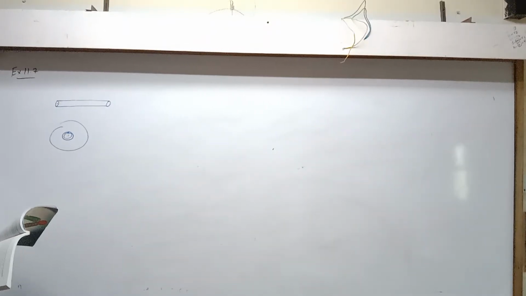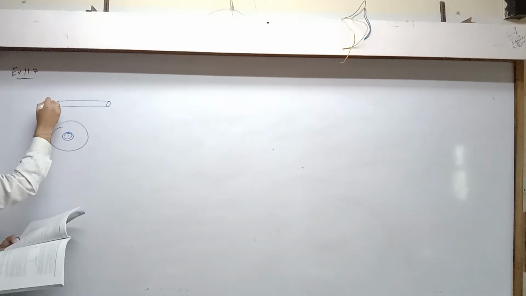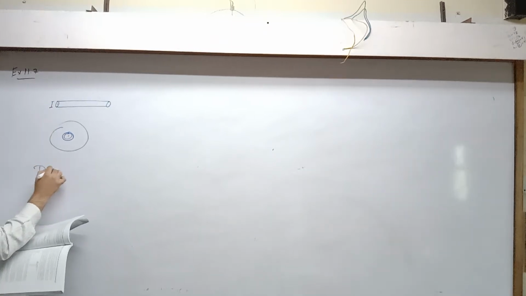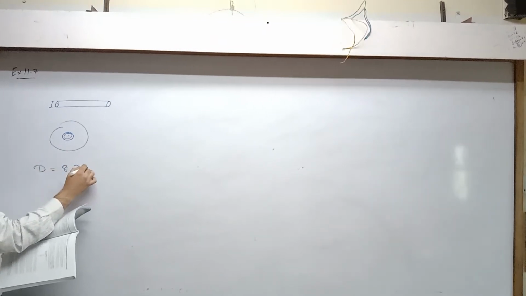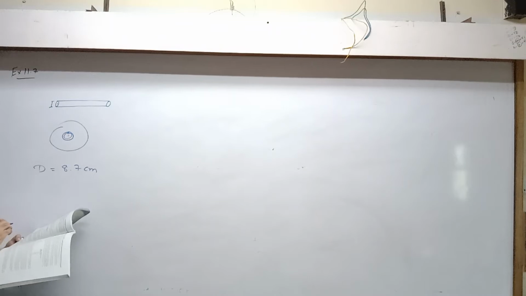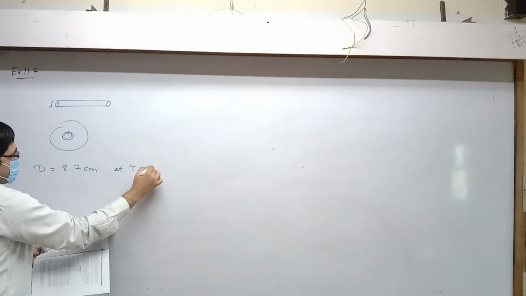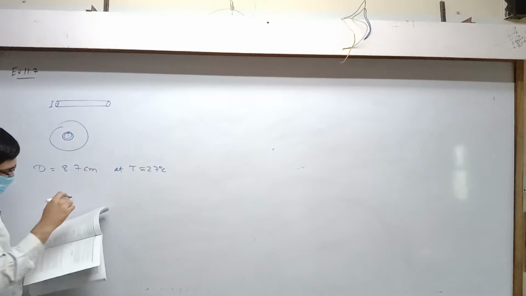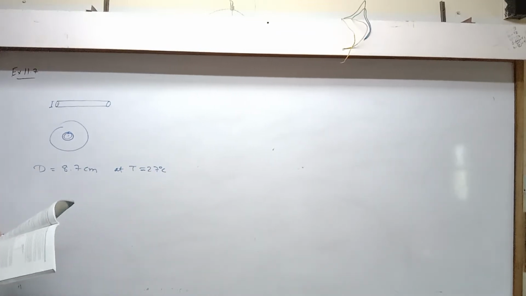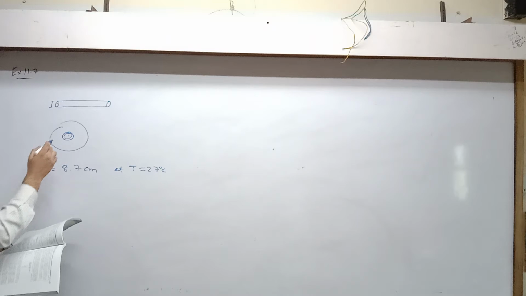At 27 degrees Celsius, the outer diameter of the shaft is 8.7. That is the diameter. How much is the diameter? 8.7 centimeters. At what temperature? At 27 degrees Celsius. I believe this will be the reference temperature. And the diameter of the central hole of the wheel.